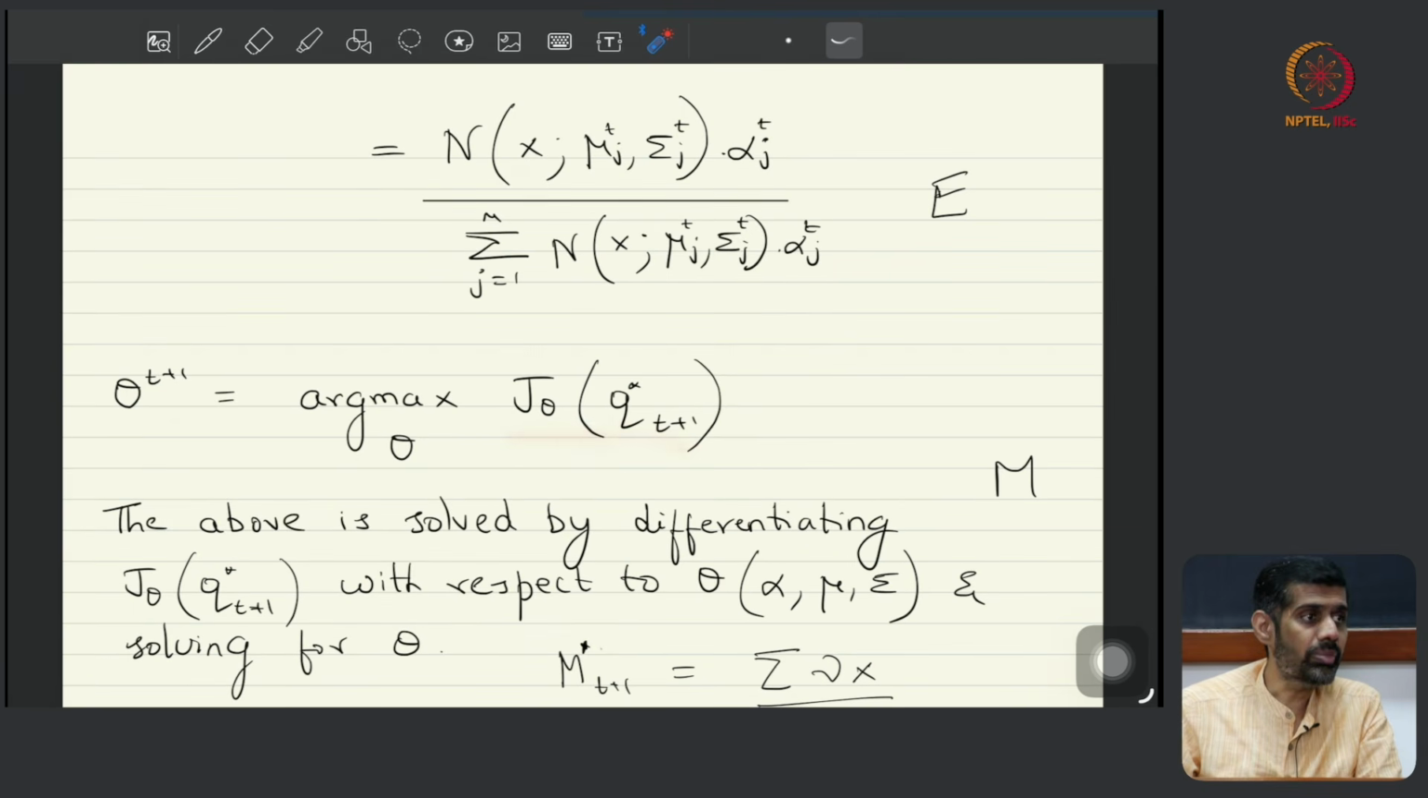So you plug this entire thing into your ELBO here. This will now become a function of theta, and then you simply solve this optimization problem. How? Analytically. In the case of GMM, you can differentiate this entire thing with respect to mu, alpha and sigma and find what the next estimate is. You can do it analytically, or if you are looking at a mixture density where this problem cannot be solved analytically, you can go to gradient based methods as well. This is how EM is done.